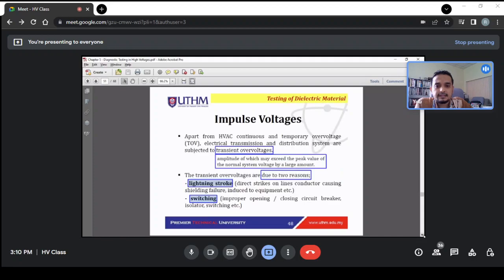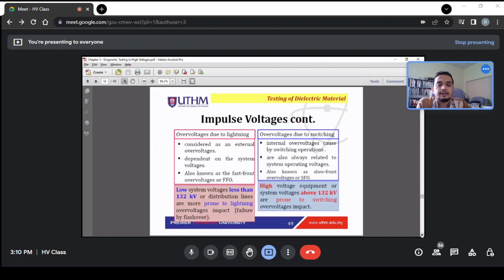Okay, lightning. How to differentiate lightning and switching? Lightning and switching can be differentiated just by the waveforms. For lightning, of course, the circuit arrangement will be different. We need to use a different composition of capacitance and resistive values to establish the lightning waveforms, and a different circuit arrangement to establish switching.